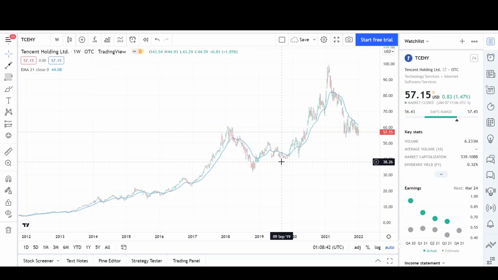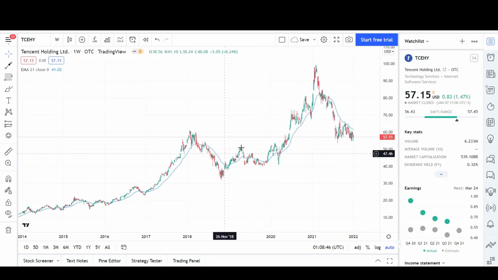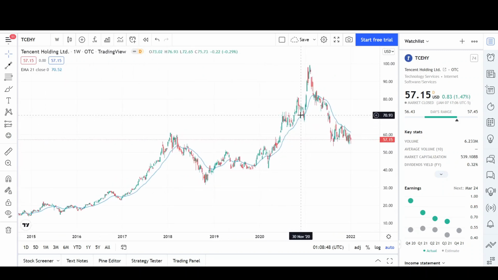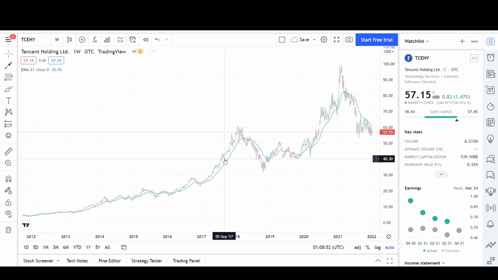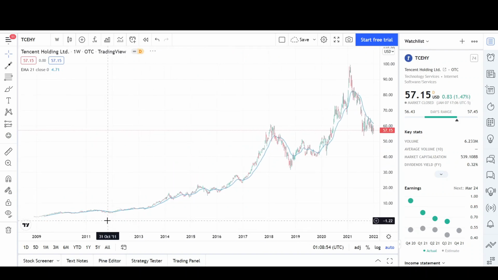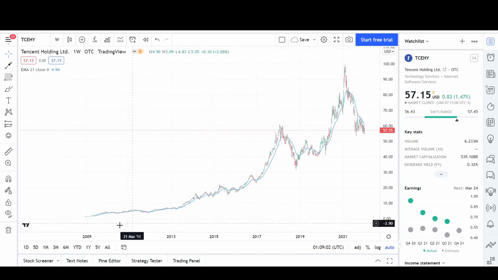So this is the weekly chart for Tencent. Every candle bar on this chart is 1 week of price action, which is 5 days on the market because it's not open during the weekend. So you can see that this chart pretty much shows you all the way back to 2011, or even its IPO back in 08, early 09. So you can see that ever since its IPO, it's just been going up.